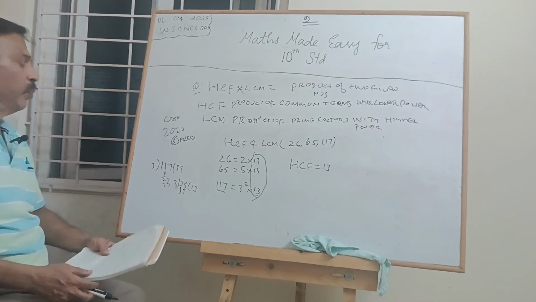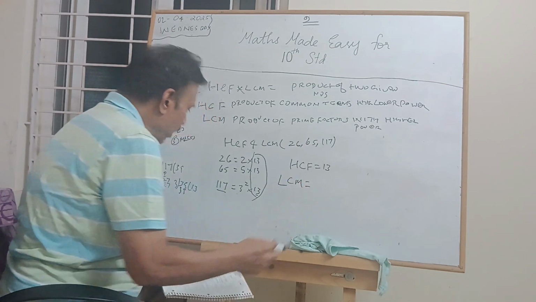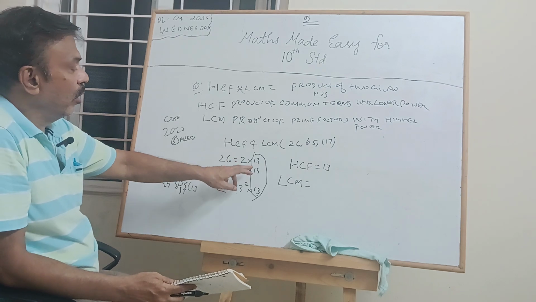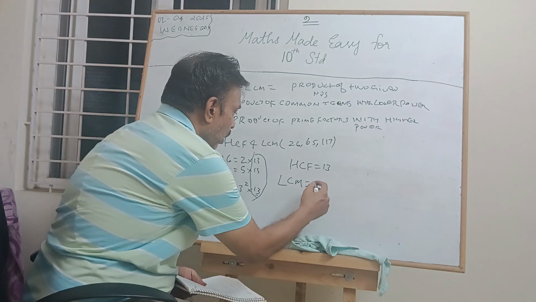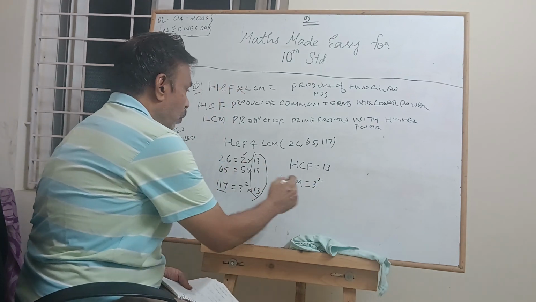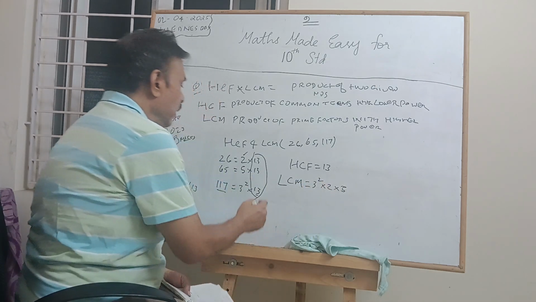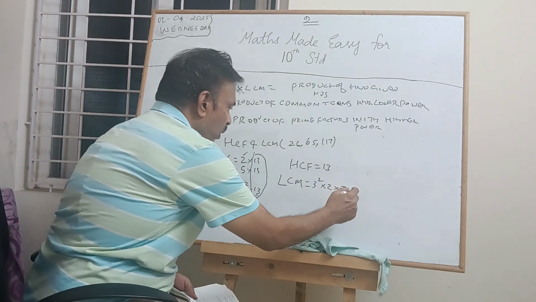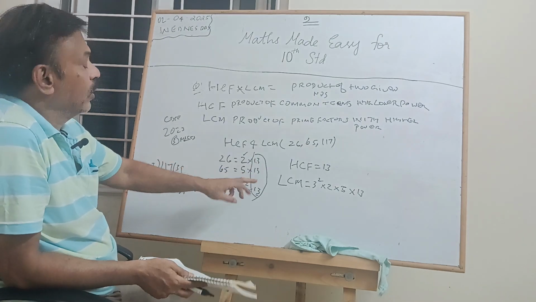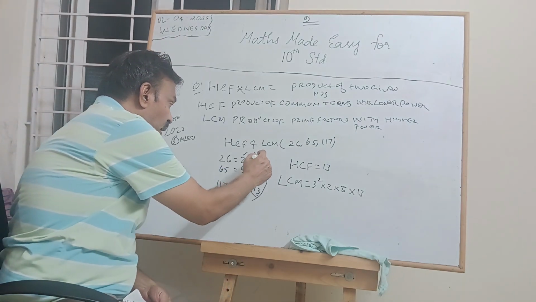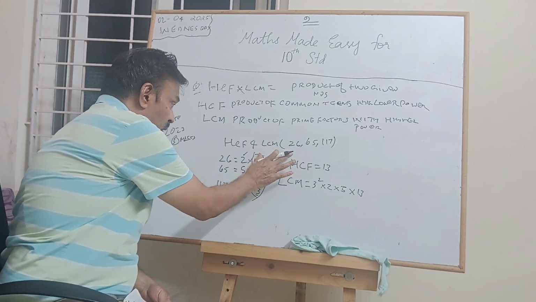And what is the LCM now? Here you should take the highest power: 3 squared, and you should take 2 also, and 5. Since 13 is common, taking 13 once is enough. Suppose this was 13 squared, you should take 13 squared. You got the point of the difference?